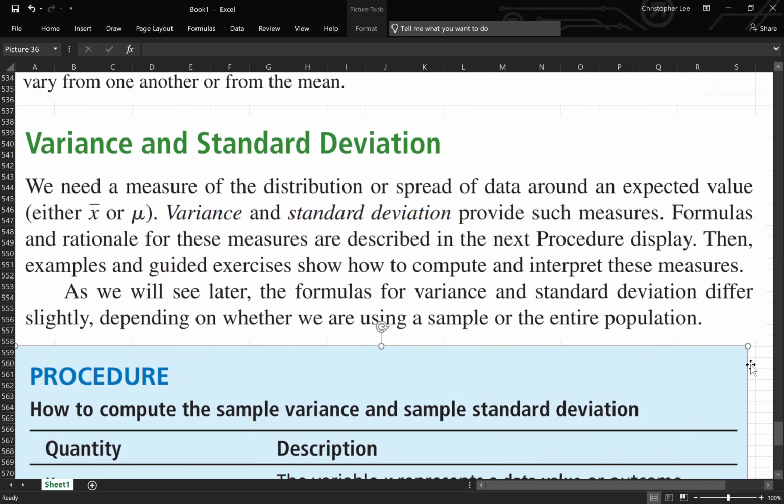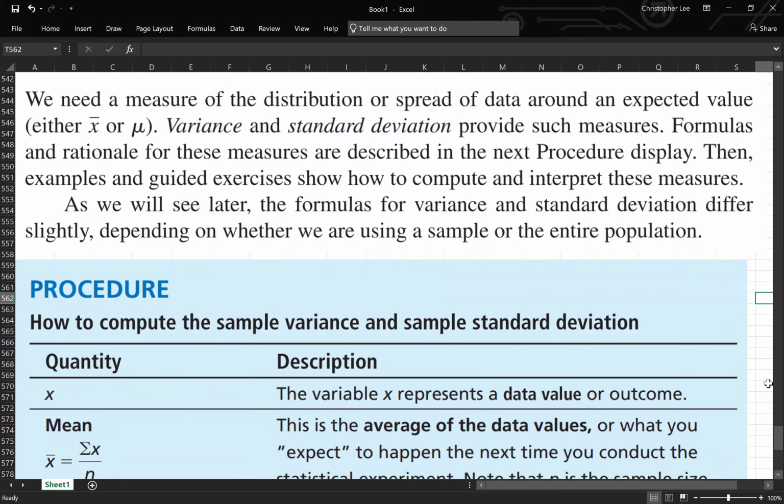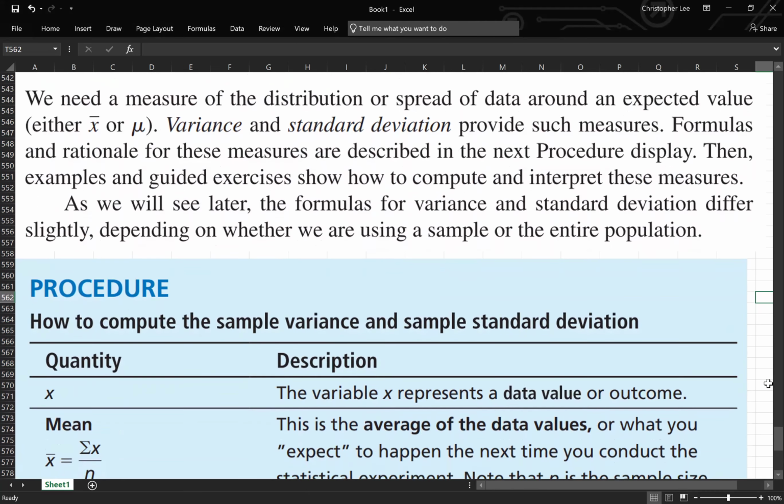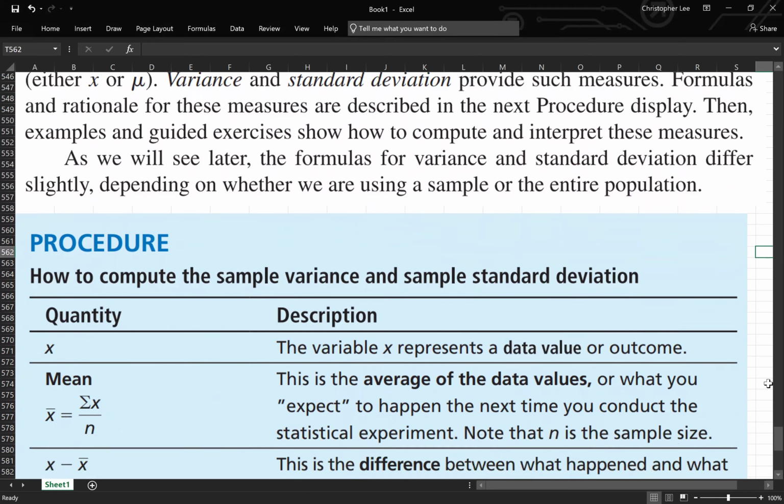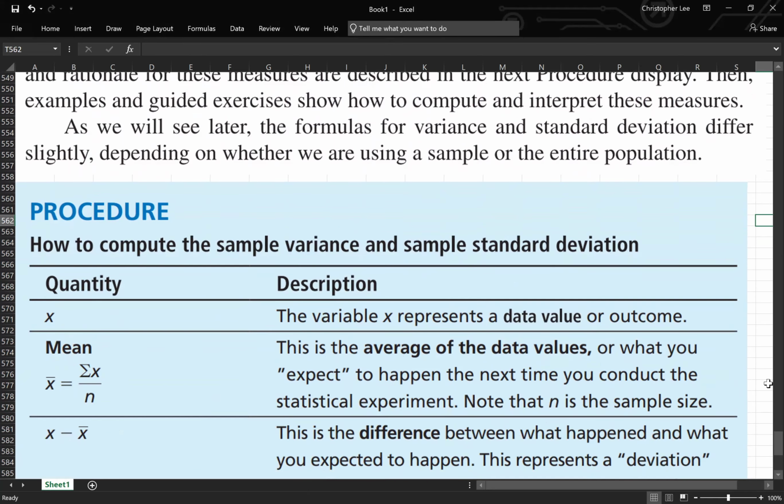All right, so this is how to compute the sample variance and sample standard deviation. We have quantity X, for example. The variable X represents the data value or the outcome. For our mean, we have X bar. Remember, X bar is the sum of X divided by N, so this is the average of the data values, or what you expect to happen the next time you conduct the statistical experiment. Note that N is the sample size.